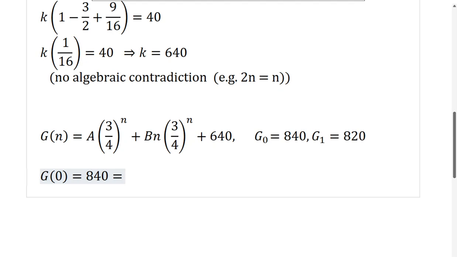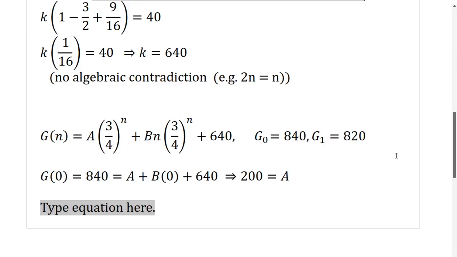So G of 0 is 840, which means that it's A by 1, because it's 3/4 to the power 0, plus B by 0, plus 640, and here's the big change now. We have that 640 in. So what this means then is that 840 minus 640 is 200, and that equals our A. So we have a very different answer for A. The last time A was 840, this time A is 200.